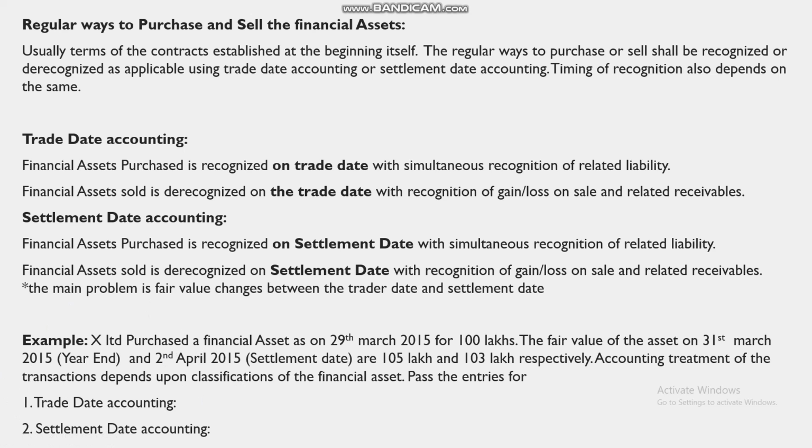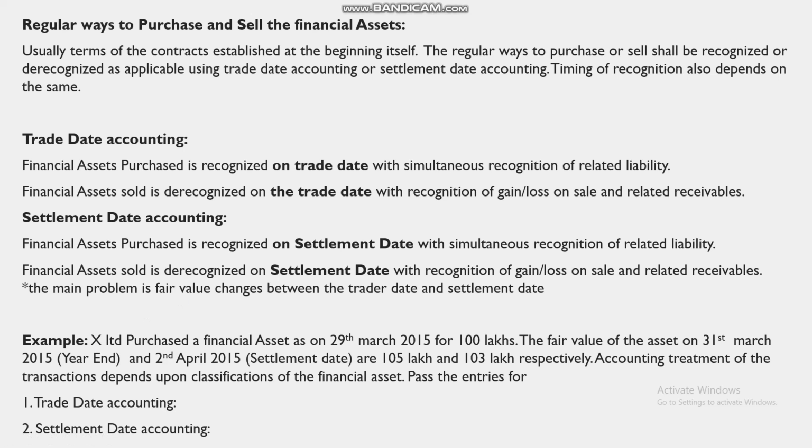Then settlement date accounting. The only difference is we are going to write the entries on the settlement date. The amount is also going to change a little bit. The financial asset purchased is recognized on the settlement date with the simultaneous recognition of related liabilities.